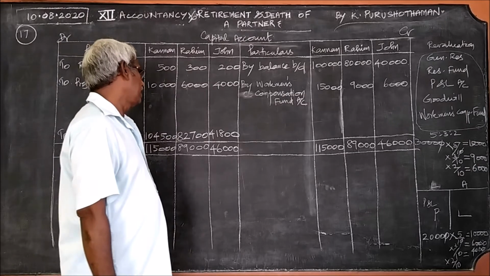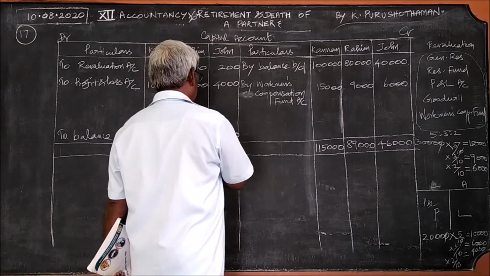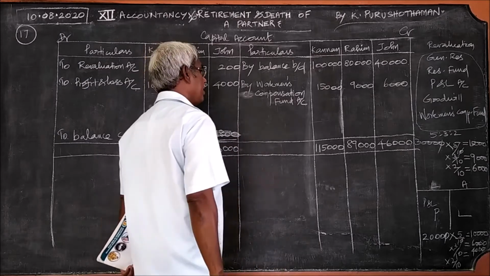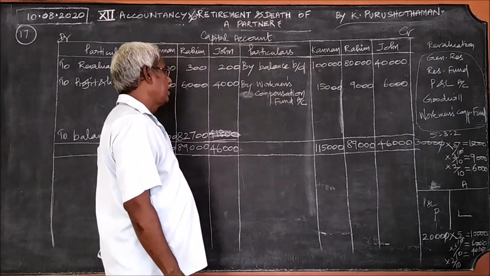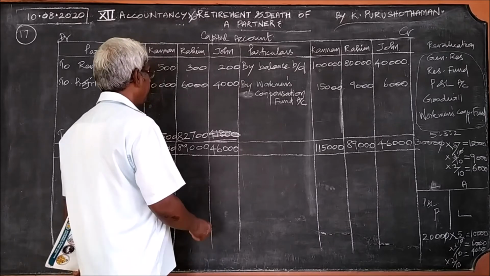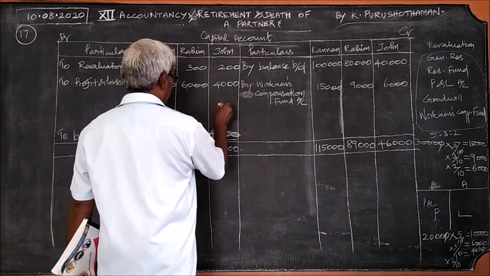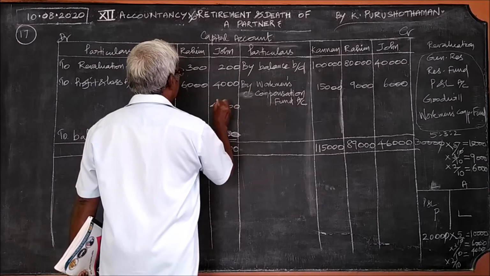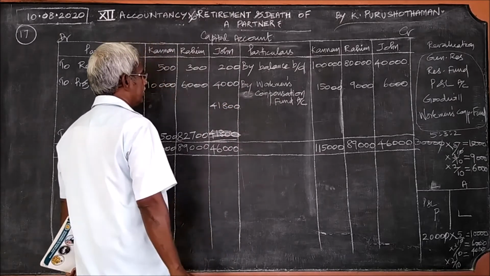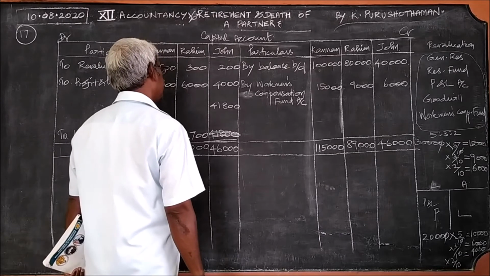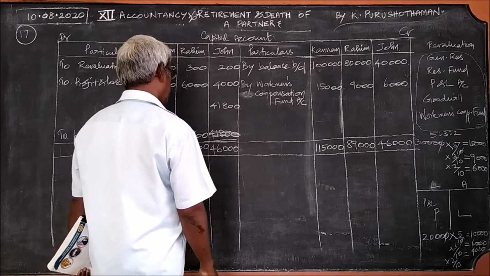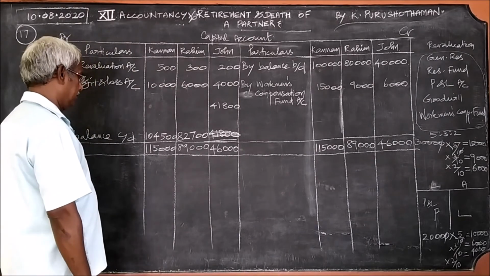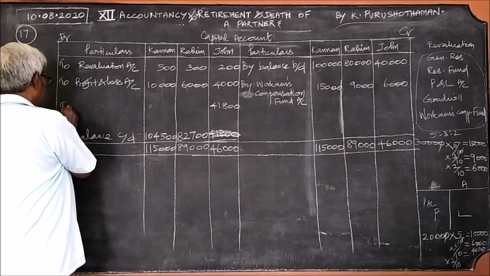We should not write this 41,800 like that. It should be written separately. The same number, but written separately. How? 41,800. So, to the retiring partner, what should we do?